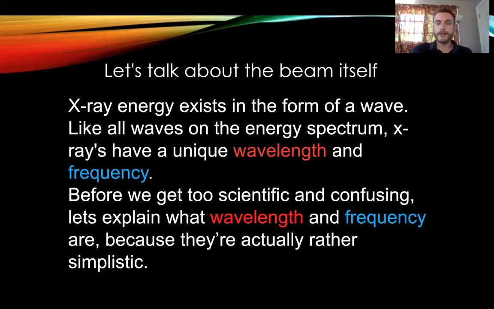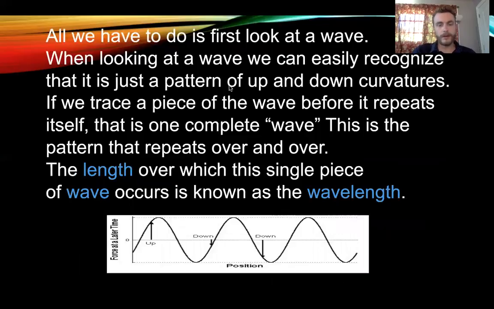So X-ray energy exists in the form of a wave, and like all waves on the energy spectrum, X-rays have a unique wavelength and frequency. Before it gets too mumbo-jumbo-y, we have to explain what wavelength and frequency are, because they're actually pretty simple. All we have to do is look at a wave.